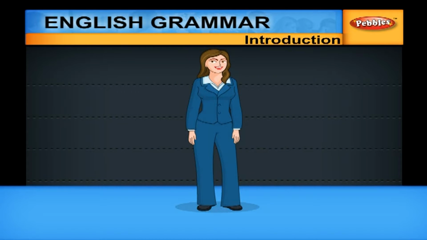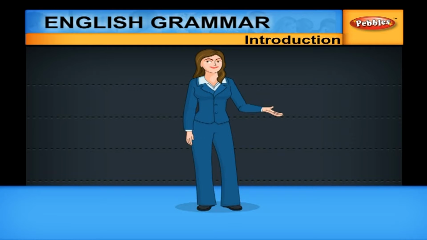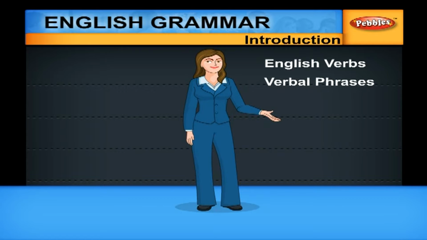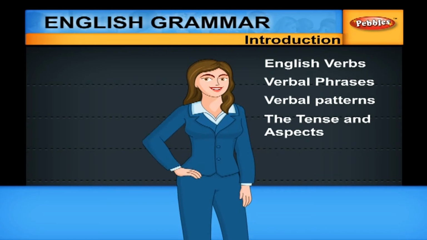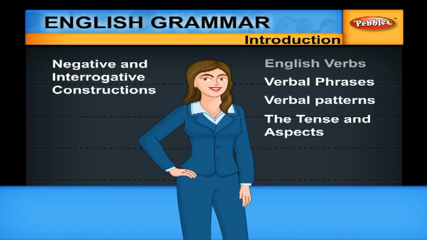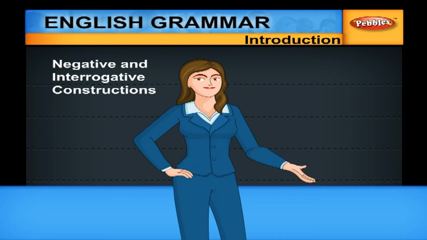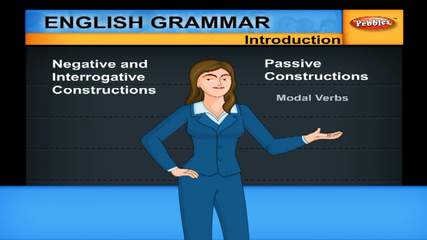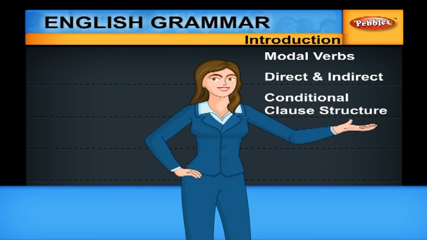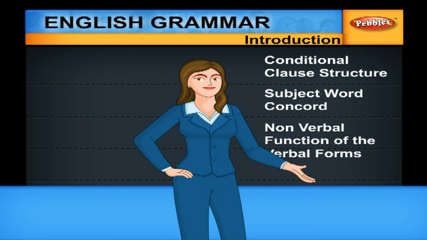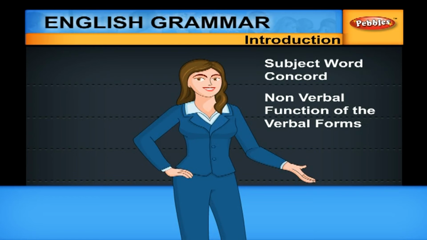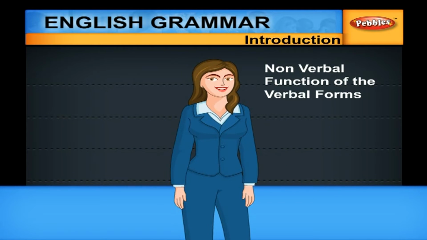This module on English grammar explains, with illustrated examples and drills, English verbs, verbal phrases, verbal patterns, the tenses and aspects, their formation and usage, negative and interrogative constructions, passive constructions, modal verbs, direct and indirect speech, conditional clause structure, subject-verb concord, and non-verbal functions of the verbal forms. Where shall we begin? We shall begin from the beginning.